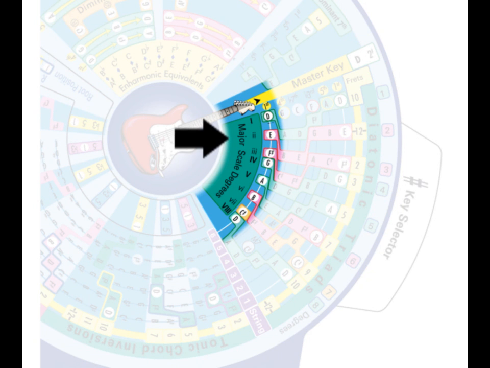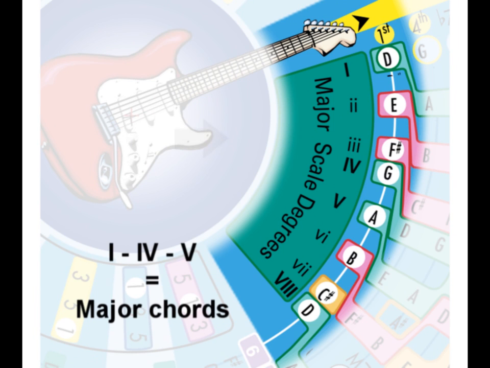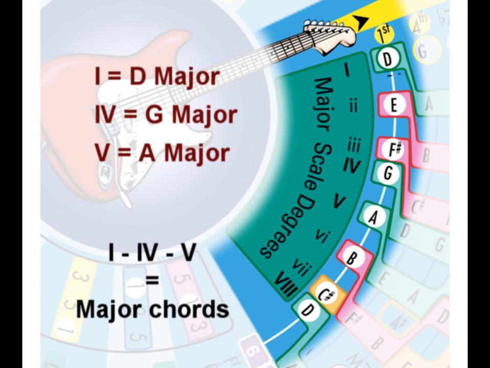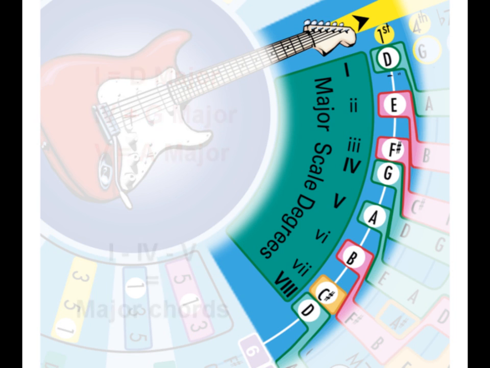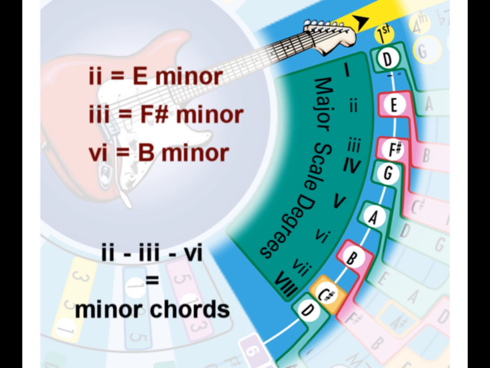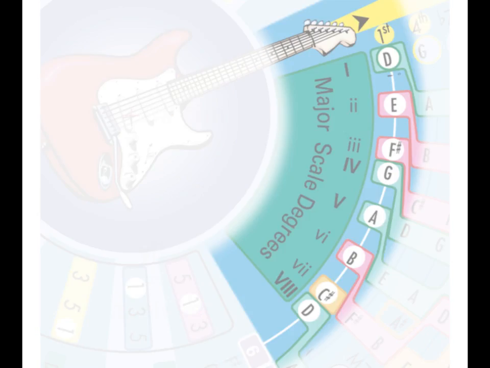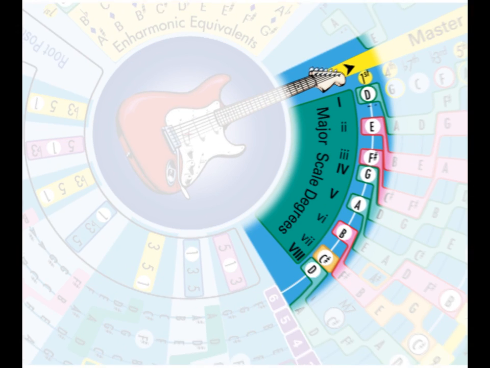Now by moving to the inner part of the wheel, the green area tells us the major scale degrees, and most importantly, the quality of the chord. If we look at the numbers that are bold, 1, 4, and 5, this tells us our major chords. 1 is a D major, 4 is a G major, 5 is an A major chord. And by looking at the lowercase numbers, 2, 3, and 6, this tells us our minor chords. 2 is an E minor, 3 is an F sharp minor, 6 is a B minor, and 7 is our diminished.